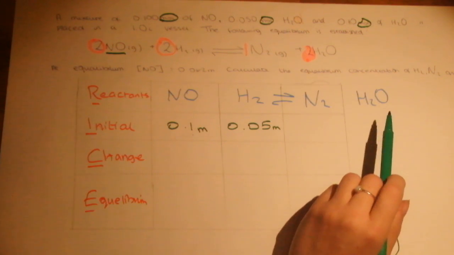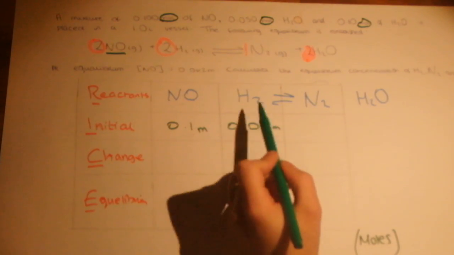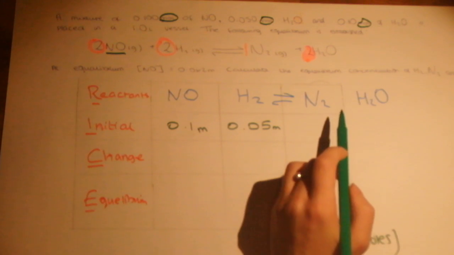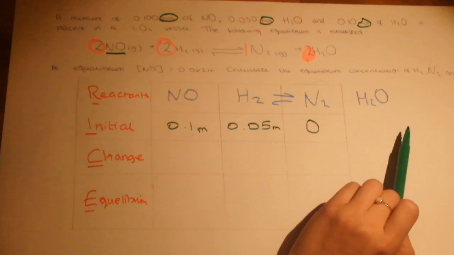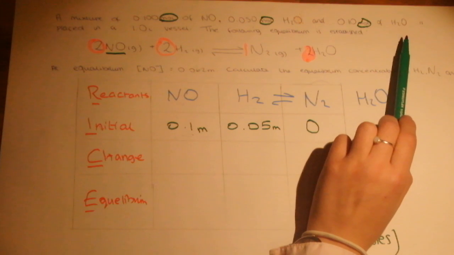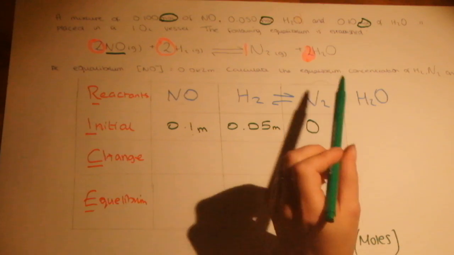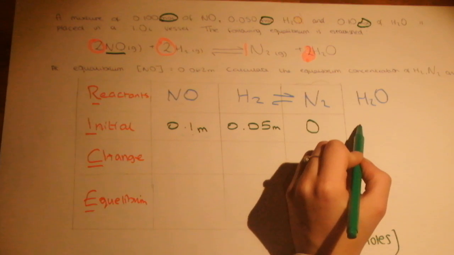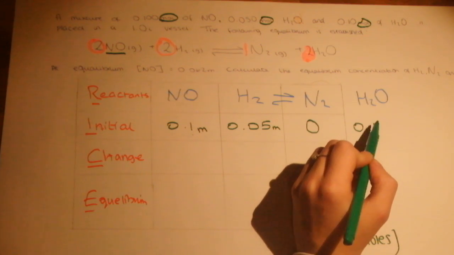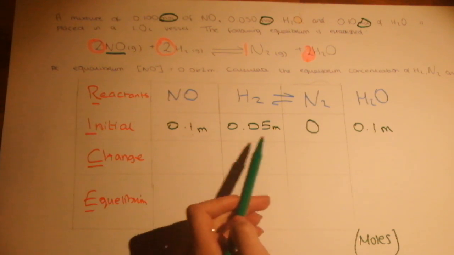And then, this is a bit odd in this question, because normally for products you'd always put 0. For N2 here, because it's a product, you always put 0 because you don't start with your product. So you put 0 for your products. However, in this one you have to be careful, because they have put some water in it already. So they put 0.1 moles of water, which is also a product, but for some reason they put the product already in the beginning. So we know that's 0.1 moles. But generally the products will always be 0 because you only start with your reactants.